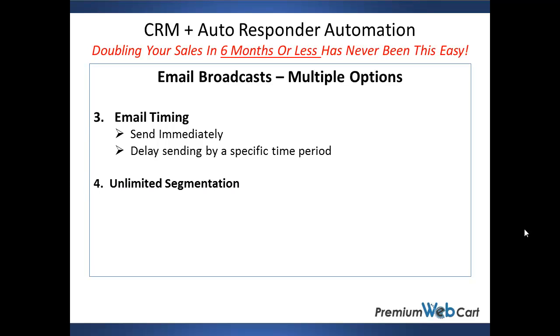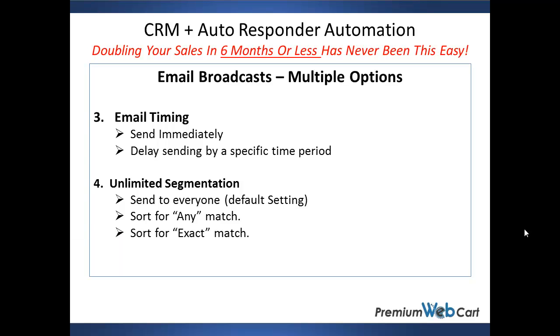You can also have unlimited segmentation for your broadcasts. You can send to everyone on the list, and this is your default setting. You can sort for any match. In other words, if you have 5 criteria selected, if a person matches any of those criteria, then the email will be sent to that recipient. Or you can sort for an exact match. In other words, if you've sorted for 5 criteria, the system will only send an email to the people that match each and every one of those 5 criteria. Now let me take you into the system and I'll show you how to set this up.